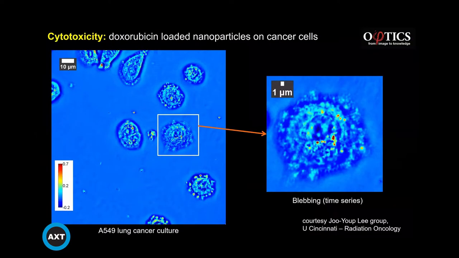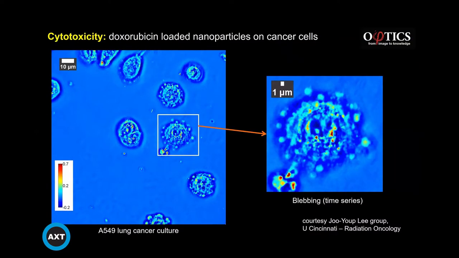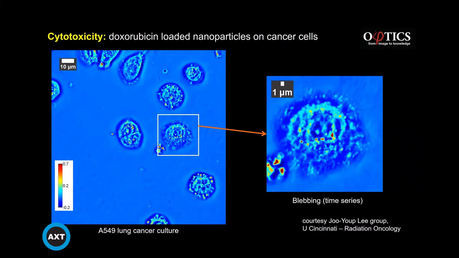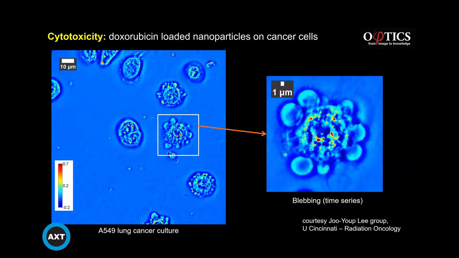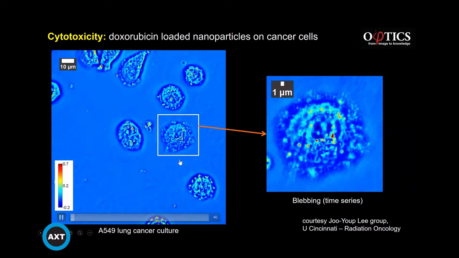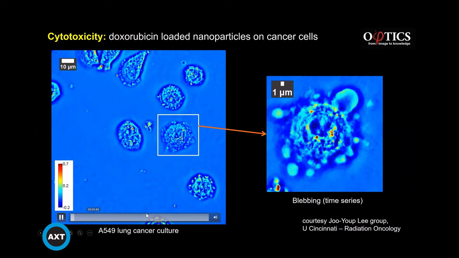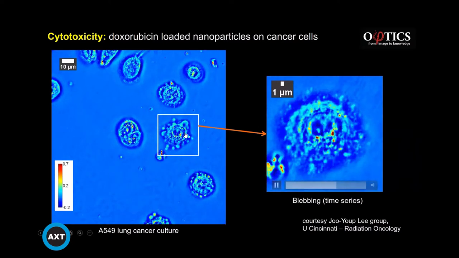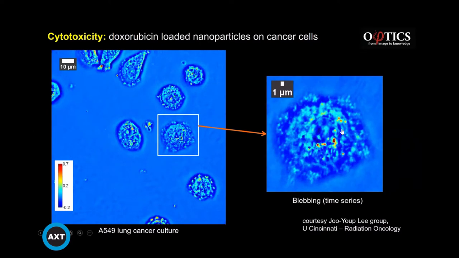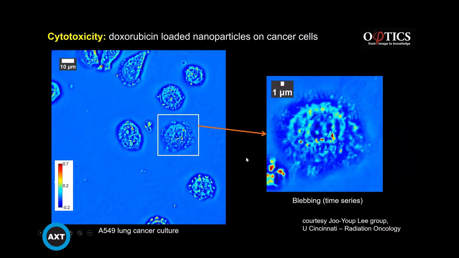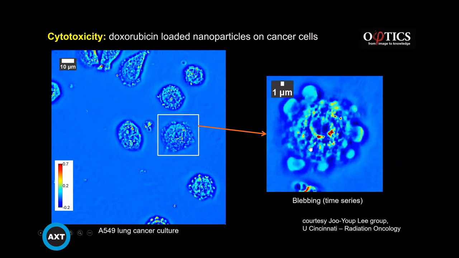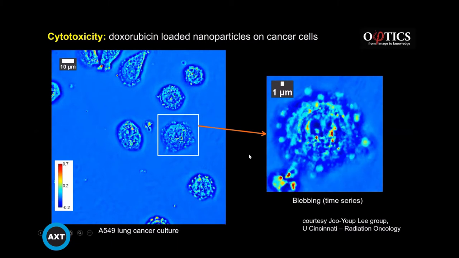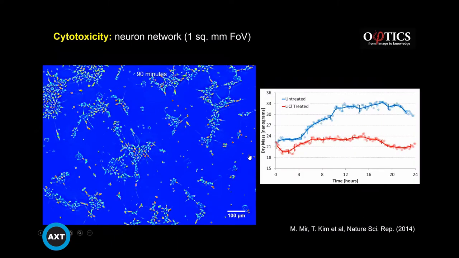Again, an example of an application using drug treatments and their effects on, in this case, cancer cells. You see the effect of the actual doxorubicin loaded nanoparticles on a culture of cancer cells. And you can easily determine their fate by direct observation. This direct observation can then be used to determine the number of viable cells in the culture.